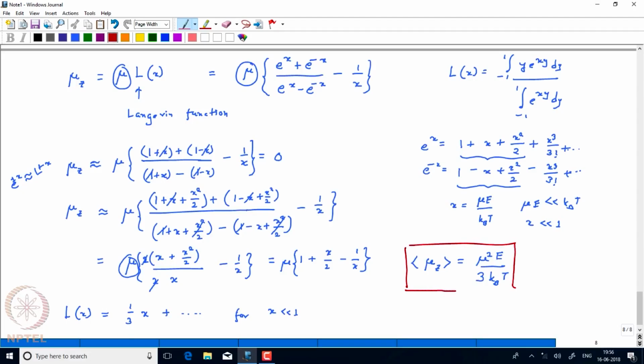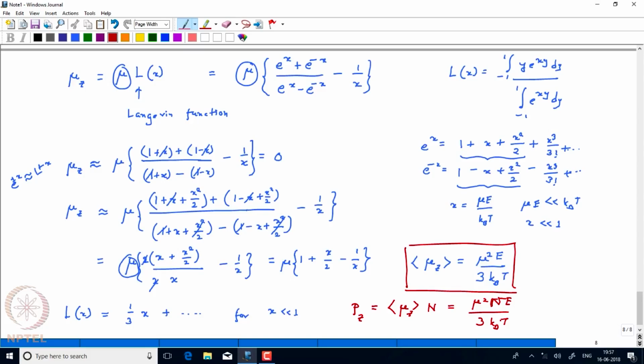So thus we see that the average value of the z component of the dipole moment is mu squared E by 3 kBT. Then you can readily understand what the value of the macroscopic polarization will be, because the macroscopic polarization along, say, the z axis will be nothing but this average value times the number density, which is mu squared N E divided by 3 kBT. So that's how we can show the value of the macroscopic dipole moment.